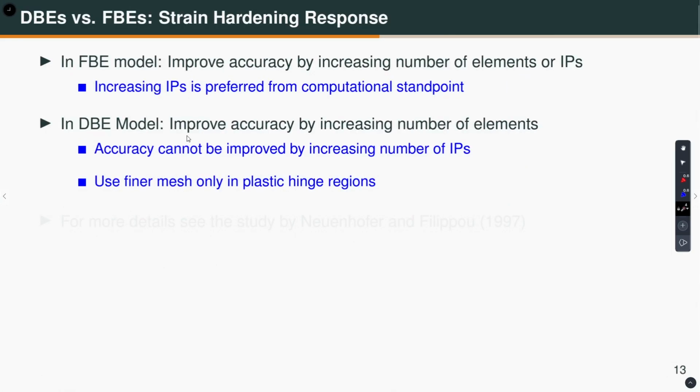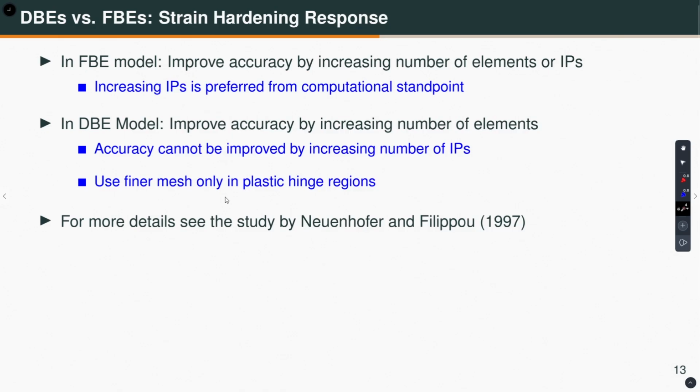In a displacement-based element, you can improve the accuracy by only one means, that is increasing the number of elements. Of course, you have to use a minimum number of integration points, otherwise you cannot get the solution. So accuracy cannot be improved by increasing the number of integration points beyond the minimum required. So use a finer mesh only in the plastic hinge region, right. For more details on this, Neuenhofer and Filippou have done a study using a nonlinear beam-column element which looks like this for 3D, okay, and then they have applied some load on it.